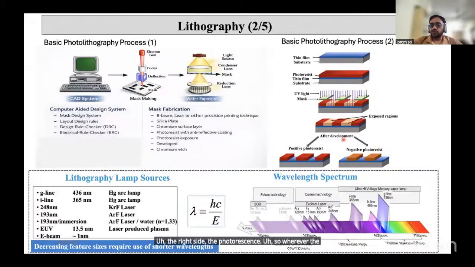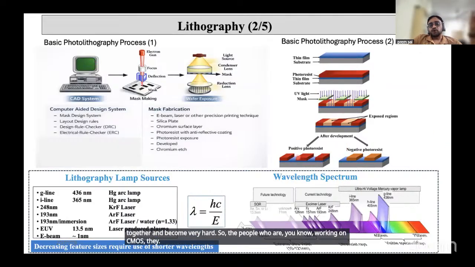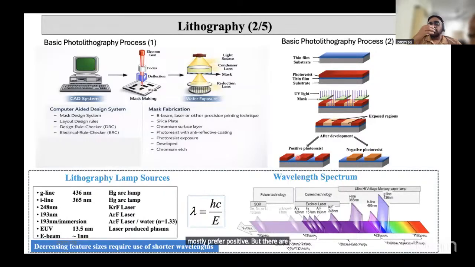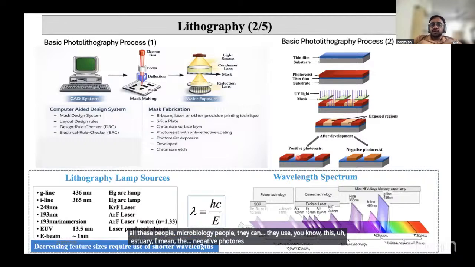On the right side is what we call negative photoresist. Wherever the light is exposed, the resist will cross-link together and become very hard. The people who are working on CMOS mostly prefer positive, but there are people working on microfluidics or some SU8 based sensors. All these microbiology people use SU8, I mean the negative photoresist. It's all the chemistry of the organic compounds inside, the photoactive compounds, as they call them.